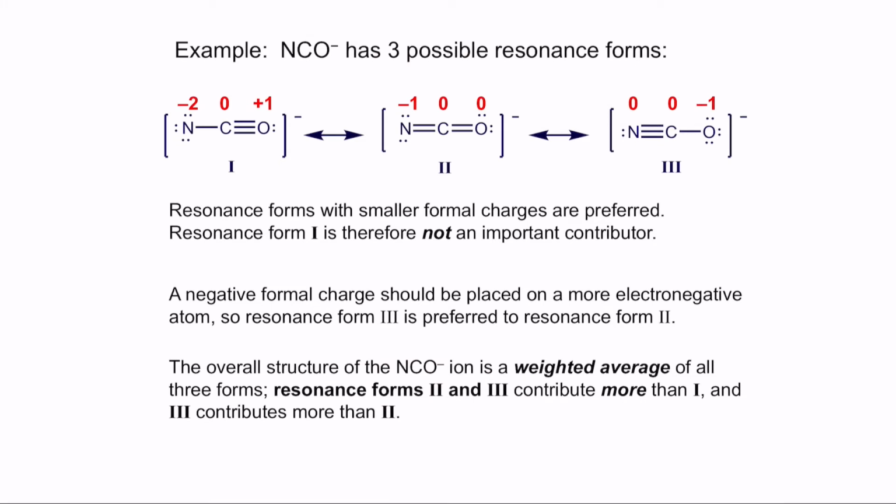Let's try and compare these 3 possible resonance forms for OCN minus. When you look at the first one, the resonance form with the smallest formal charges is always preferred, so we eliminate resonance structure 1. The second rule is that the negative charge should always be on the more electronegative atom. Here, between nitrogen, carbon and oxygen, nitrogen is the second most electronegative, so this is also not going to work. So here oxygen is the one that holds the negative charge and it has the highest electronegativity, so this one is the most preferred resonance form.